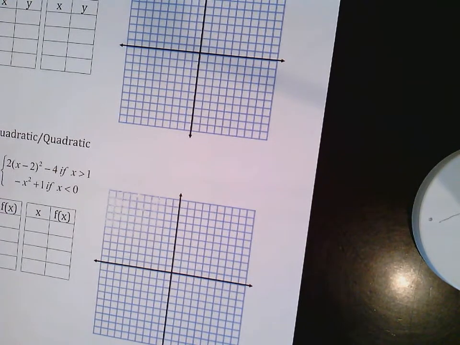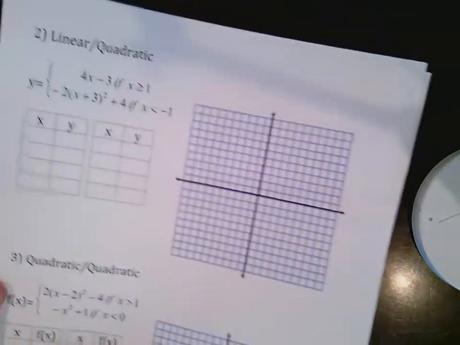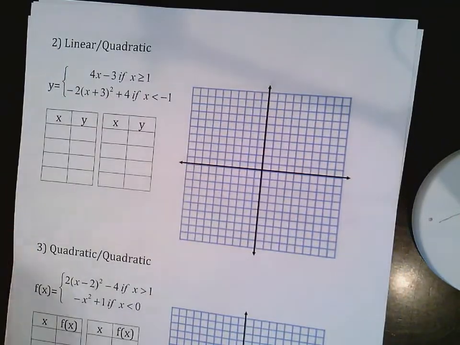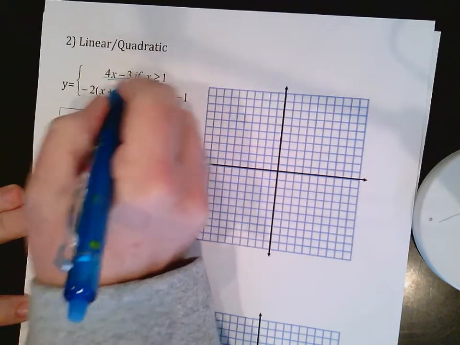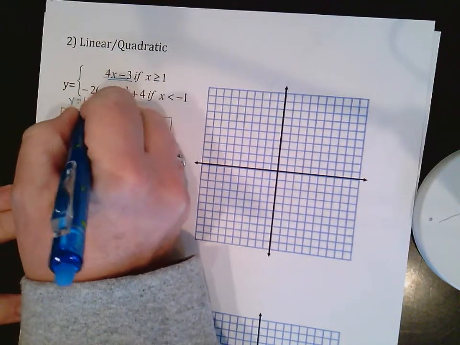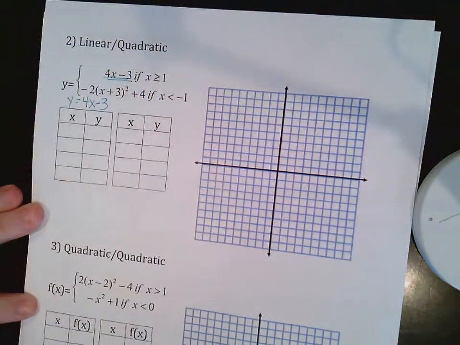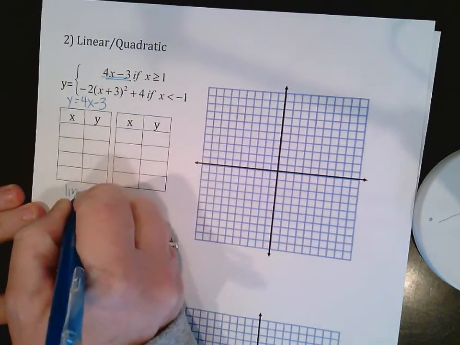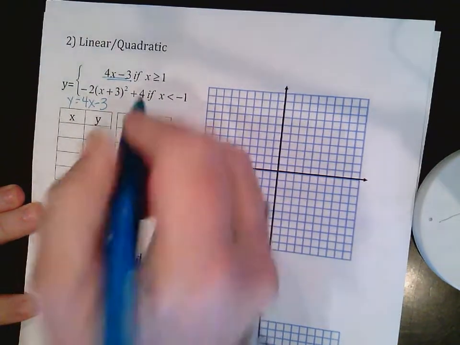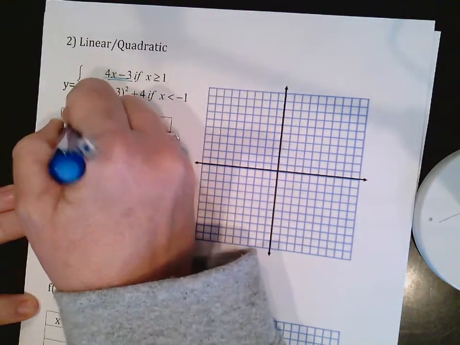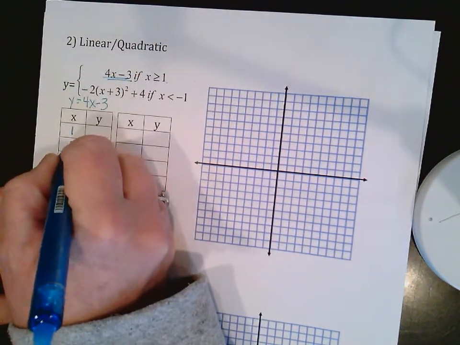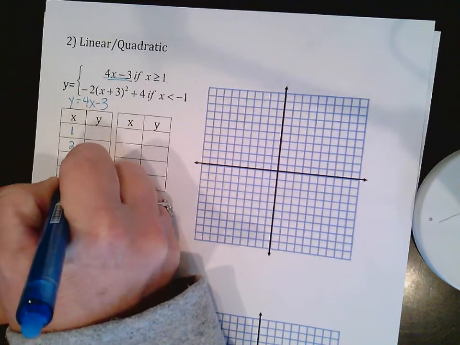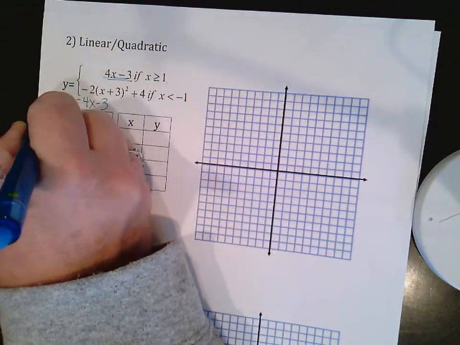Okay, we're going to do linear quadratic. Okay, we're telling you that here, but I shouldn't have to tell you what it is. You should be able to tell just by looking at the equation. So I know this first one, I've got y equals 4x minus 3. Okay, I know it's linear because my degree is 1. I know my first point is going to be at 1, and it's going to go to the right of 1, so my points are going to be 2, 3, and 4, because those are to the right. And I know that this first point is a closed circle.